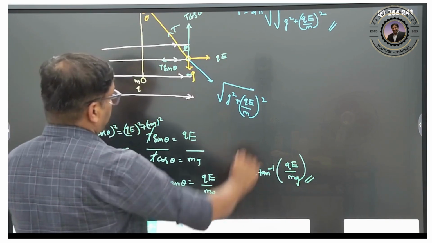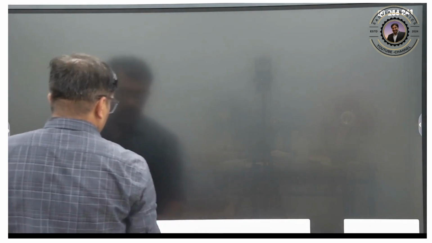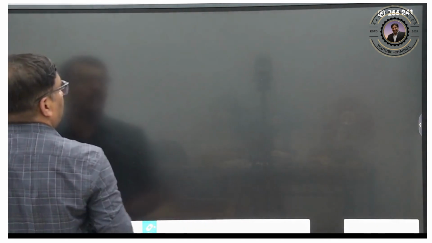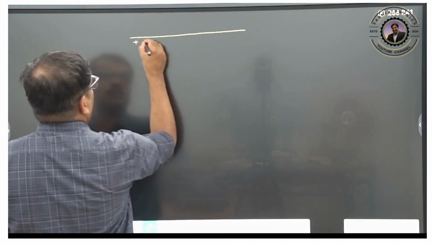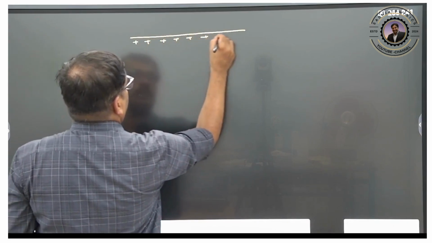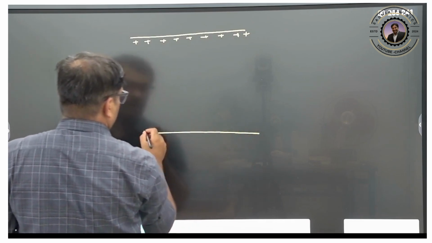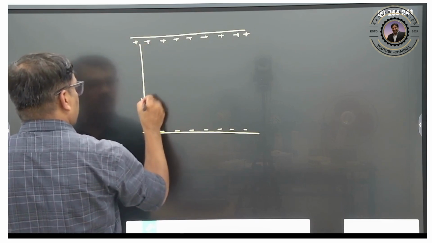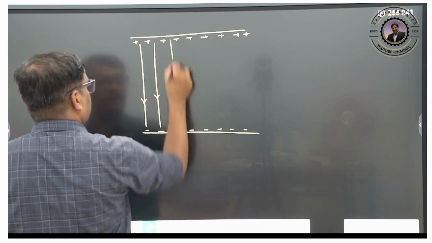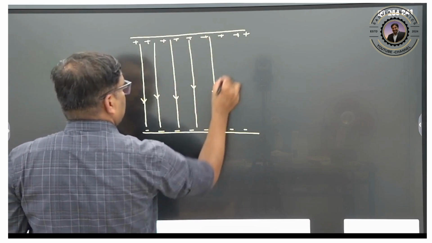Now, one more concept. Suppose there is an electric field here. Suppose there is a positively charged plate here, and here it will be the negatively charged plate. So what will be the electric field here? The electric field will be in the downward direction. Clear? So in this way the electric field direction is like this.